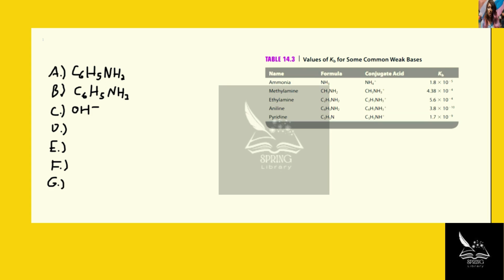Now, which is the stronger base, aniline or methylamine? We have methylamine that has a Kb of 4.38 times 10 to the negative 4. Aniline has a Kb of 3.8 times 10 to the negative 10th. The higher the Kb, the more basic you are. So methylamine is going to be more basic than aniline.